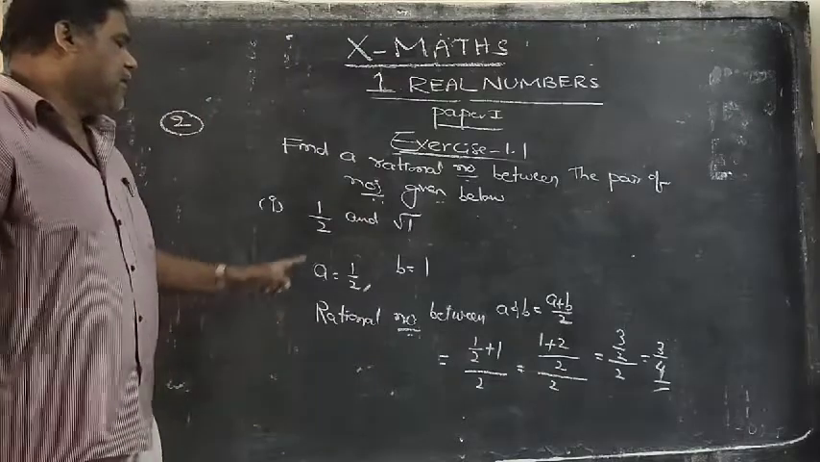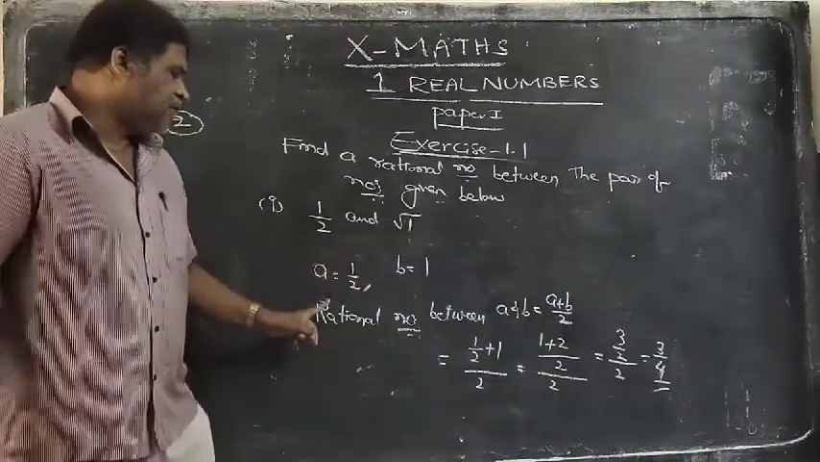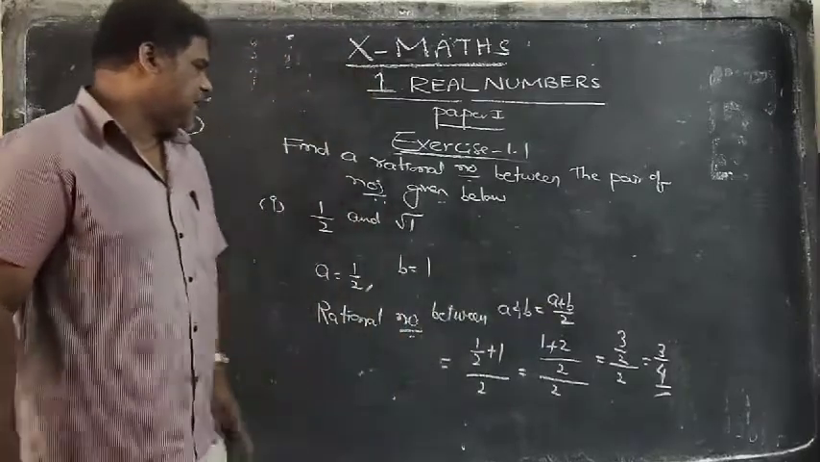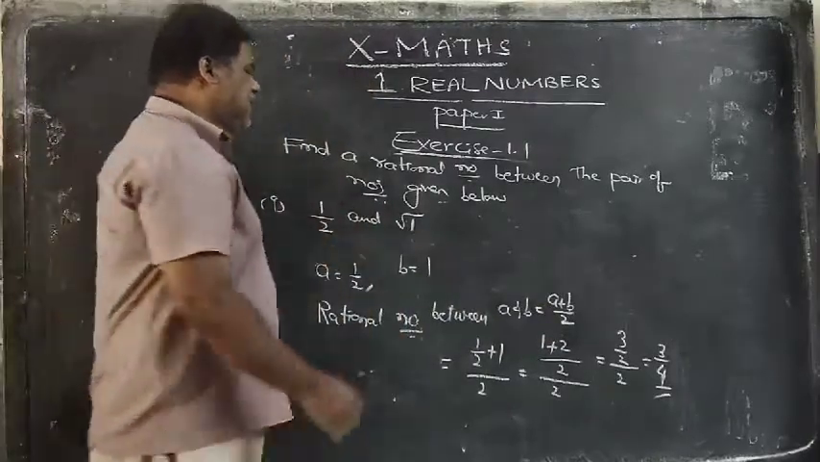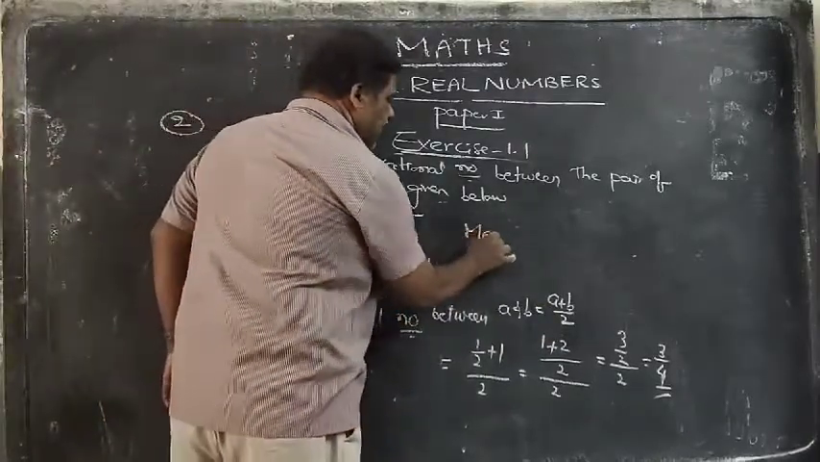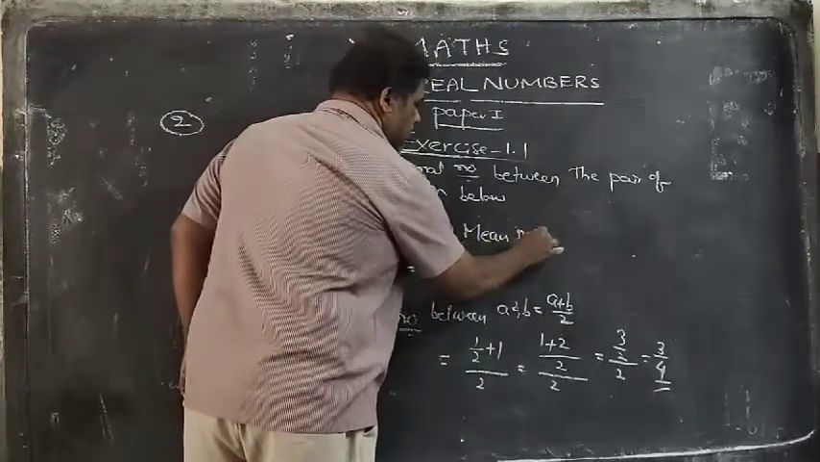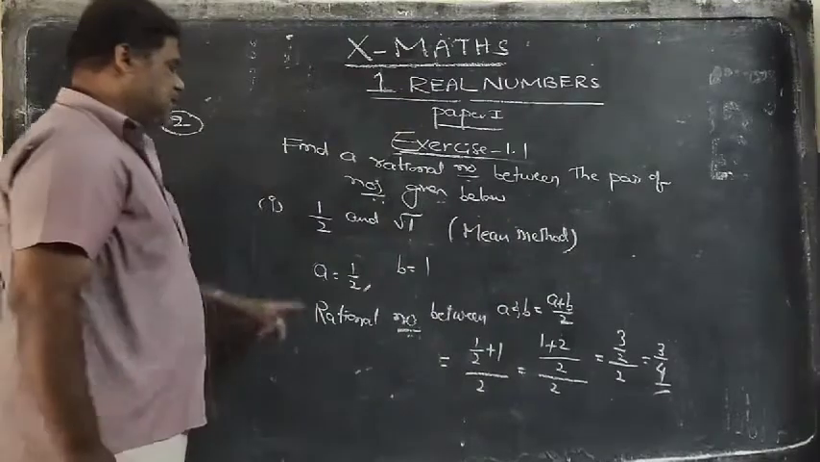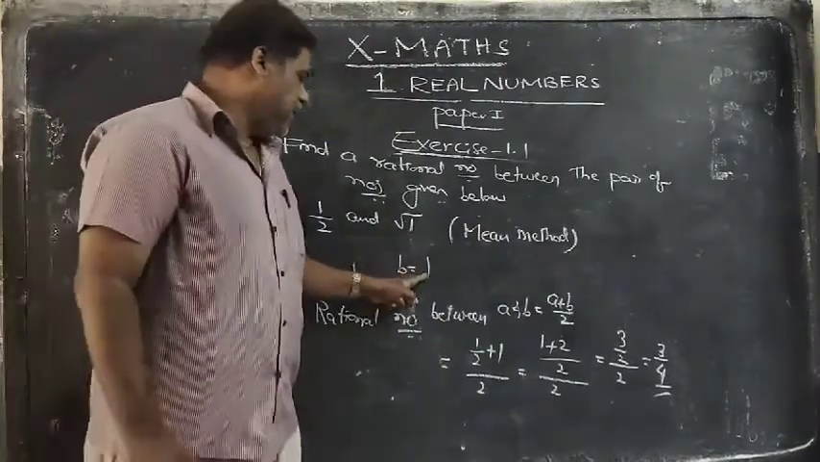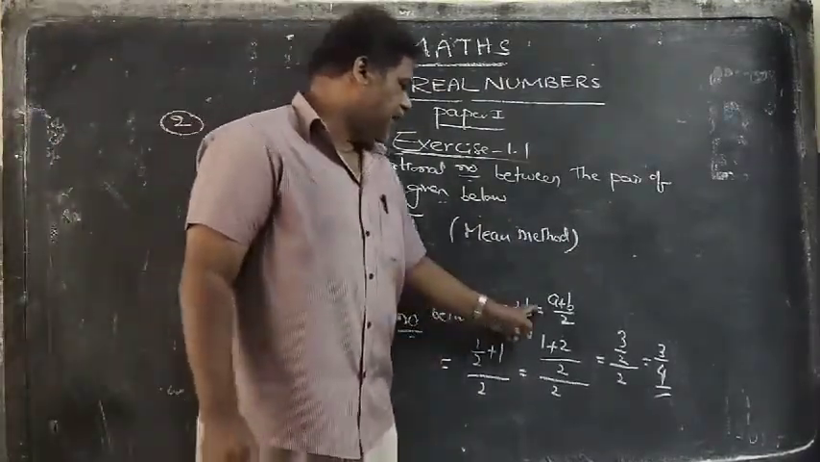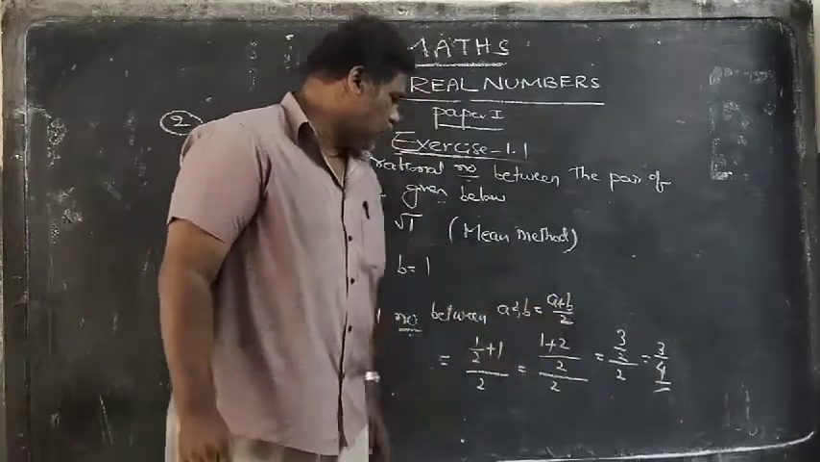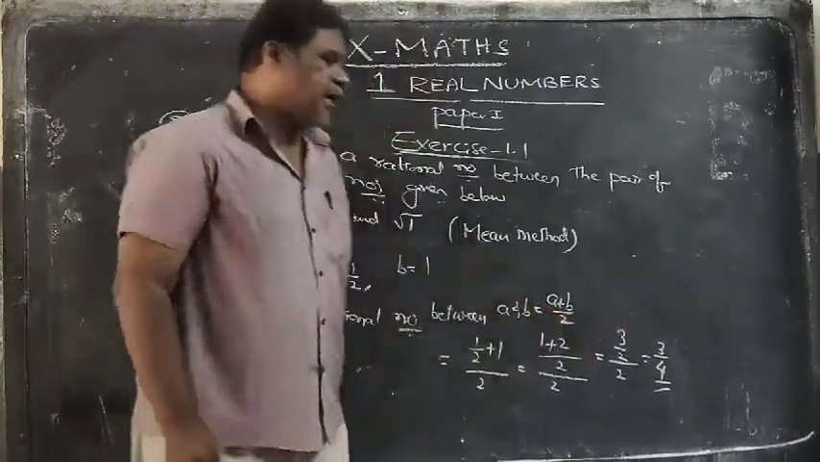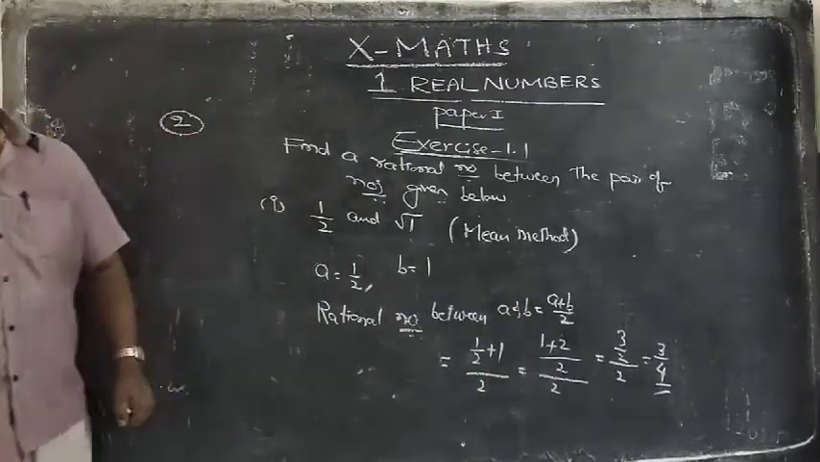So the rational number between A and B is given by the formula (A plus B) by 2. This method is known as the mean method. First number you suppose as A, second number as B. The rational number between A and B is (A plus B) by 2. So substitute A value, B value, by 2. You will get the answer 3/4.